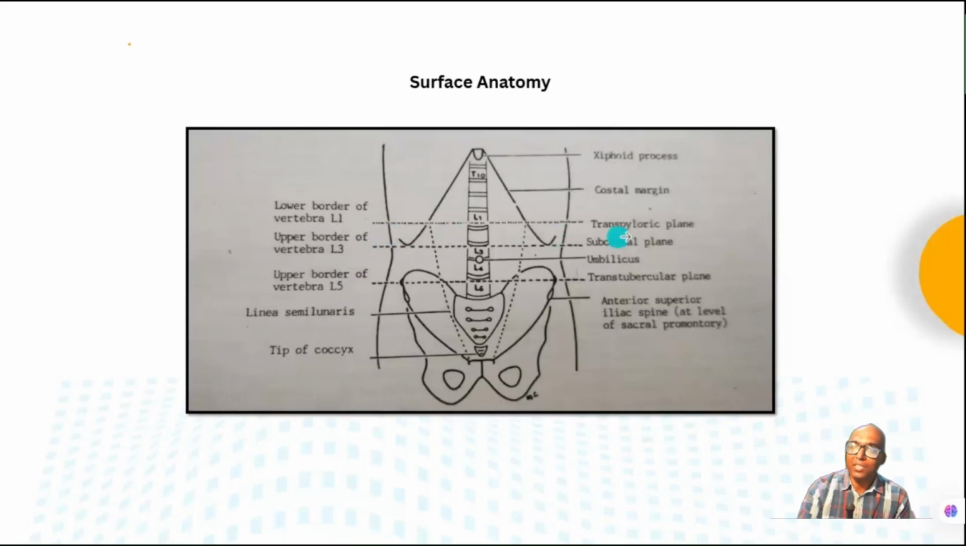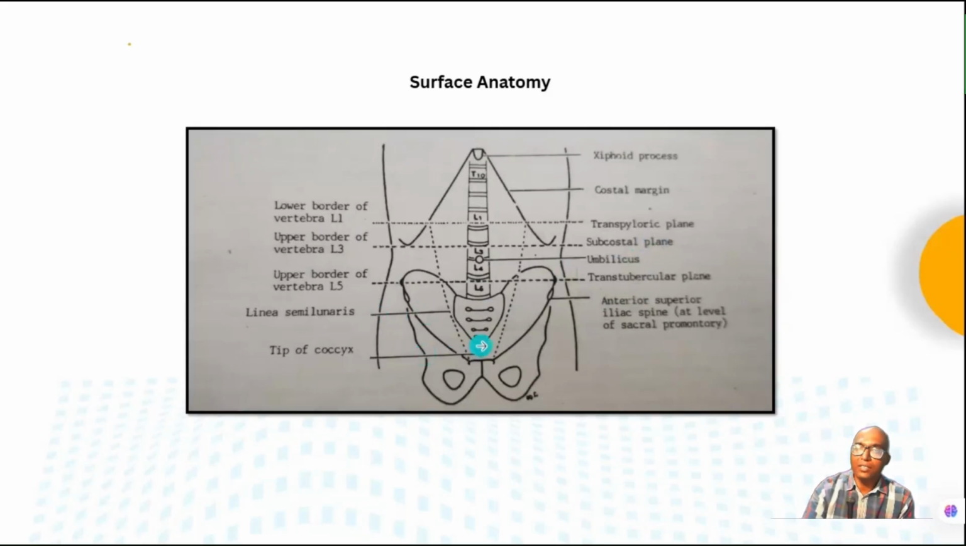So remember, the transpyloric passes through the lower border of the vertebra L1, while the subcostal passes through the upper border of the vertebra L3, and the transtubercular passes through the upper border of the vertebra L5. So we remember L1, L3, and L5 for transpyloric, subcostal, and transtubercular. Then only the transpyloric will pass through the lower border of L1, while the rest, L3 and L5, are related to the upper border. So please do not get confused in the options. This is one of the favorite questions.